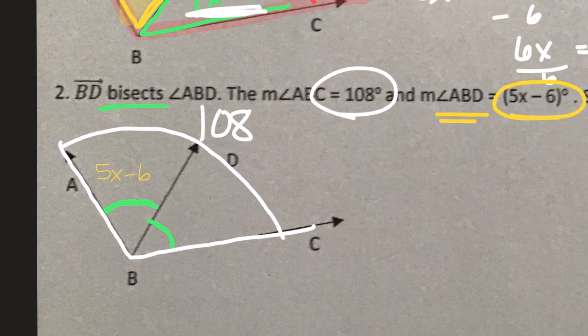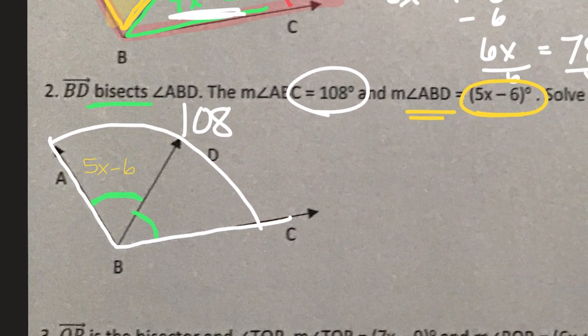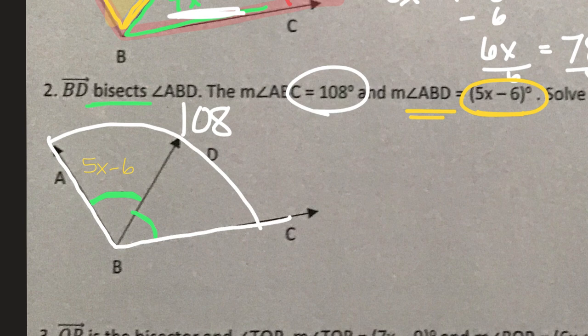There are two ways that we can algebraically solve this problem. One way is to know that because it got bisected, this 5x minus 6 also goes with this angle down here, because they're the same. Bisectors make two equal angles. So we could have, if you want to, 2 times 5x minus 6 equals what?